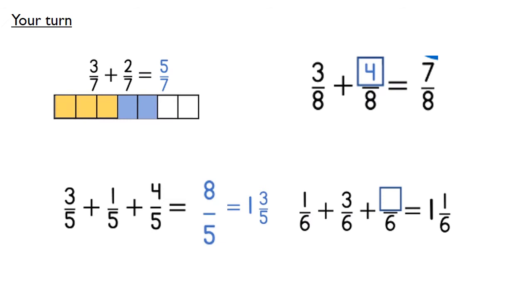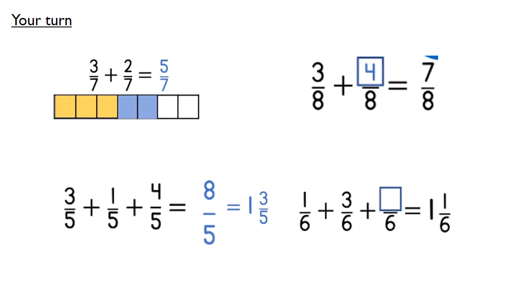Okay, moving on to our final question. What we have here is the answer, and we have a missing fraction. So we have 1/6 plus 3/6 plus something 6 gives us 1 and 1/6. Now the best thing to do here would be to turn that mixed number into an improper fraction. So we know that that whole is 6/6, and we also have 1/6. So that answer is the same as 7/6.